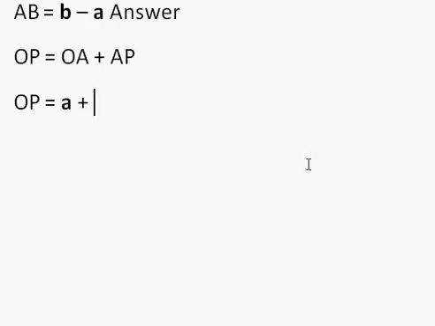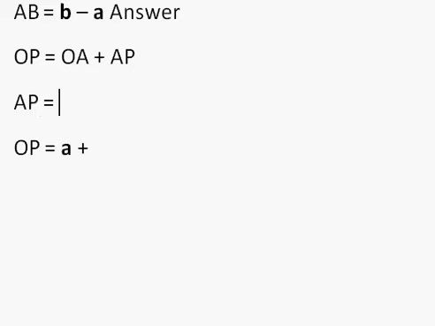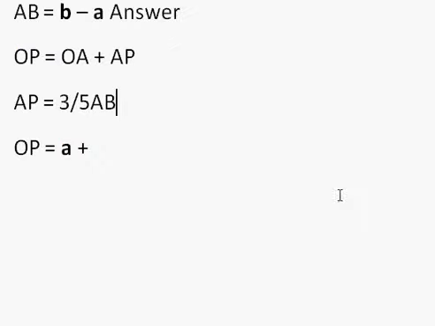So yeah, I'll write this down just so it's clearer. AP equals 3/5 of AB. Yep. So what is AB? Well, we know from our answer beforehand that AB equals b minus a. So AP equals 3/5 of b minus a.